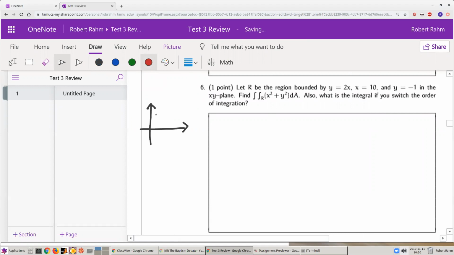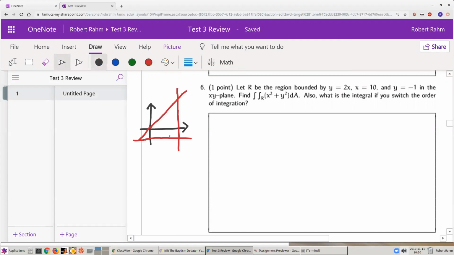Okay, so one of the bounds is going to be the line y is equal to 2x. That's this line right here. One of the bounds is going to be the line x is equal to 10. That'll be this line right here. And one of the bounds is y is equal to minus 1. That's what this bound is right here. Okay, and so the area that is enclosed by these shapes, I need to extend this a little bit like that. The area inside this triangle, that's the region that we're going to be integrating over. And now we just need to figure out how to do that.